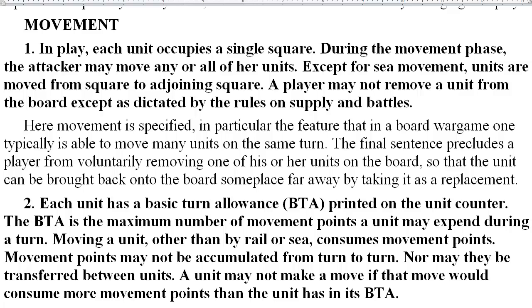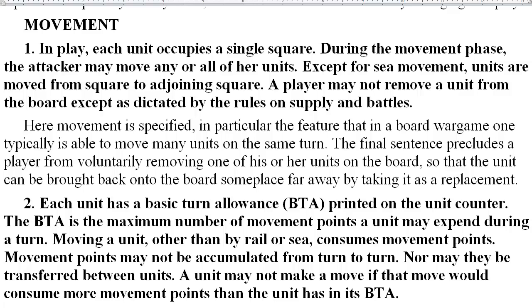Now we come to movement. Each unit is located on a square. The hex edges are not in play, the vertices are not in play, the units are only located in the individual squares. When it is your player turn, you have a movement phase, and in your movement phase you may move any or all of your units. That's very different than, for example, chess, where you only get to move one unit on a turn. With one exception, units move from square to adjoining square. They can't hop like chess knights.